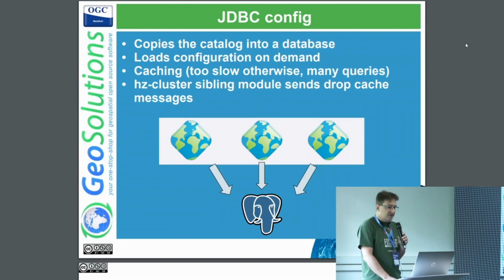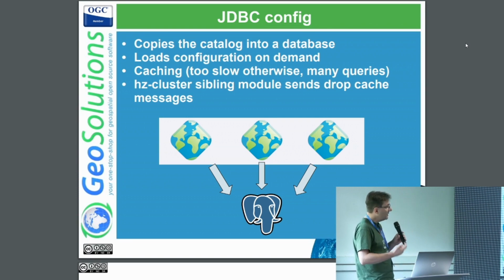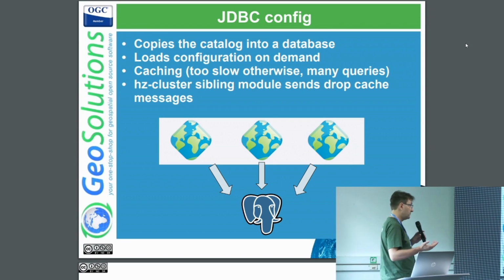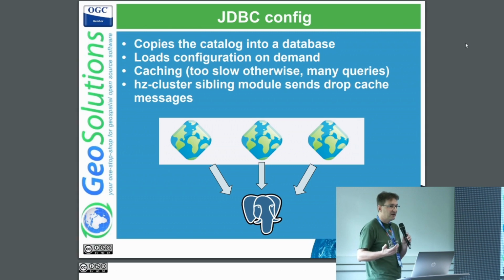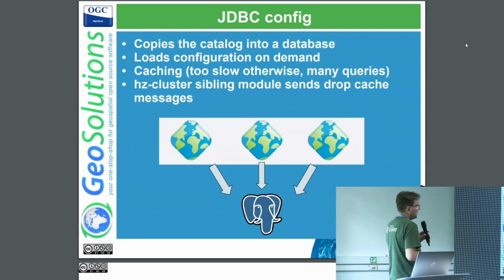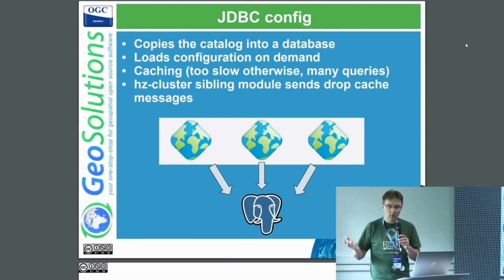The JDBC config case instead uses a shared database, and basically it doesn't load the configuration in memory, at least not at startup. And when it needs to find the configuration of a layer or a workspace or a style, it queries the database. At the beginning, it was probably without any sort of caching, and it was way too slow. All the queries done to the configuration database were actually slower than the map building and so on. Eventually, they added caching, and then you have to add another plugin called HZ cluster that basically spreads around messages that, hey, this layer changed, please drop your caches, because otherwise you have stale information.